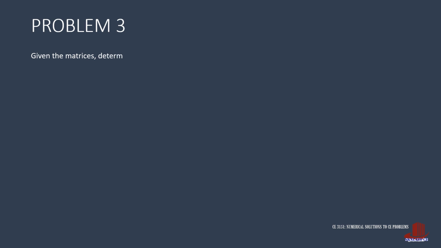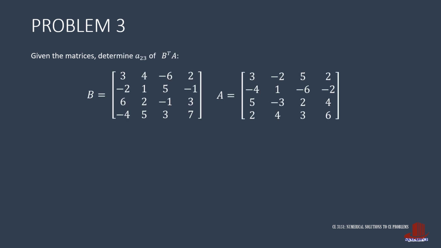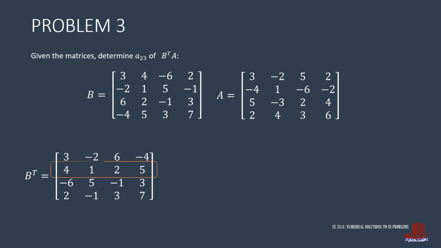The next problem requires element 2, 3 of the transpose of matrix B times matrix A. First is to identify the transpose of matrix B, where this is just flipping the elements from the columns into rows. After which, we can multiply readily. Focus on element 2, 3, which means take the second row of the transpose of B, then the third column of matrix A.